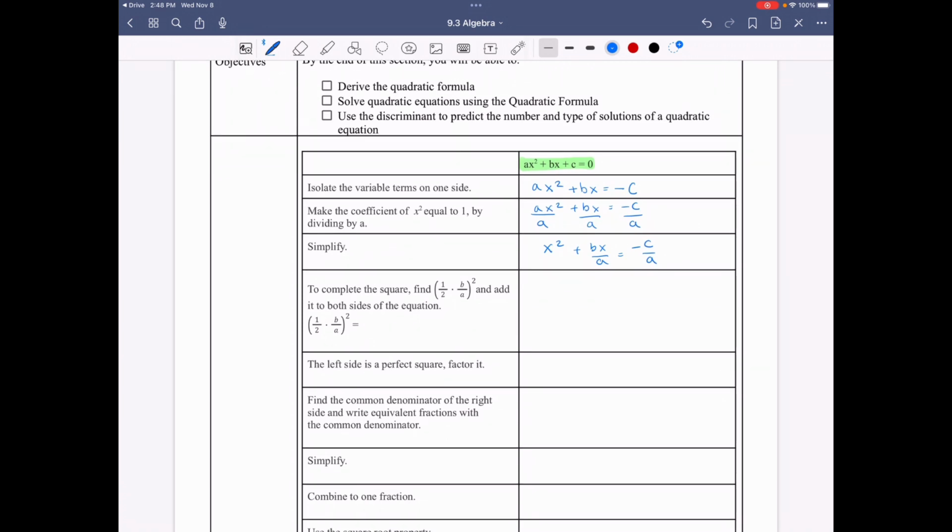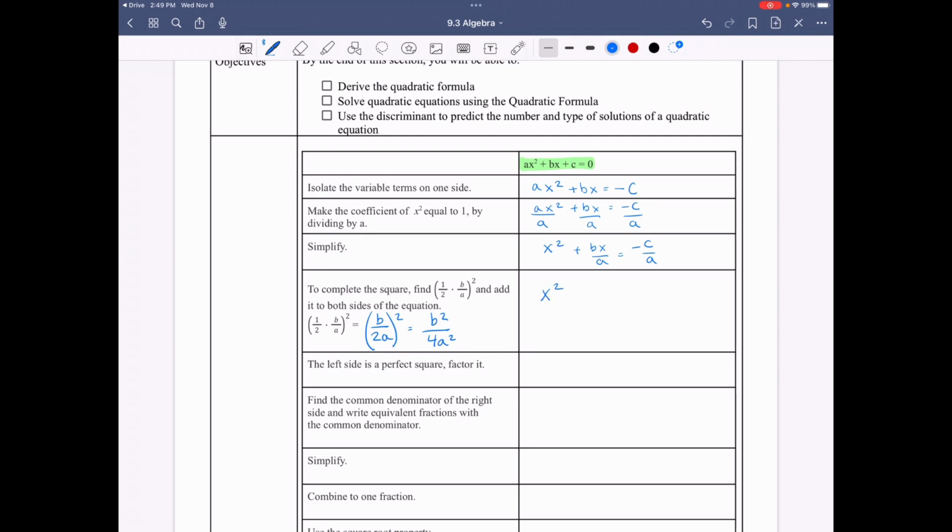Now we are deriving the quadratic formula from what we know about completing the square. So we need to take that term, the b over a, which is the coefficient of x, and we are going to multiply it by half and square it. So when we do that, we get b over 2a squared, which is equal to b squared over 4a squared. Now, it's asking us to add that to both sides. If we add it to both sides, it doesn't change the equation.